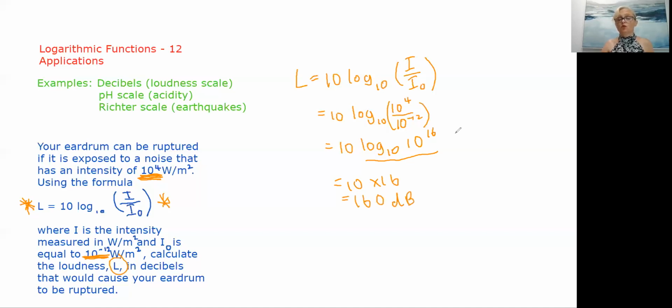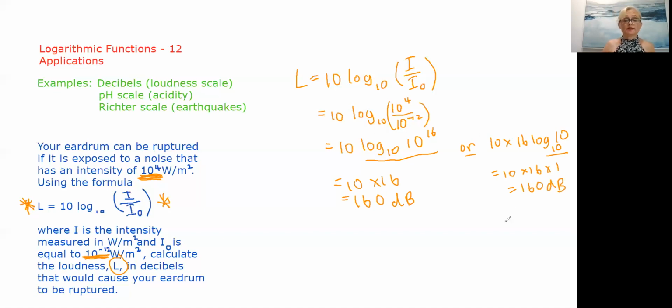You can, if you want to, at this stage, say it's 10 times 16 log of 10 to base 10. And of course, log of 10 to base 10 is just 1. So, of course, you get the same answer.